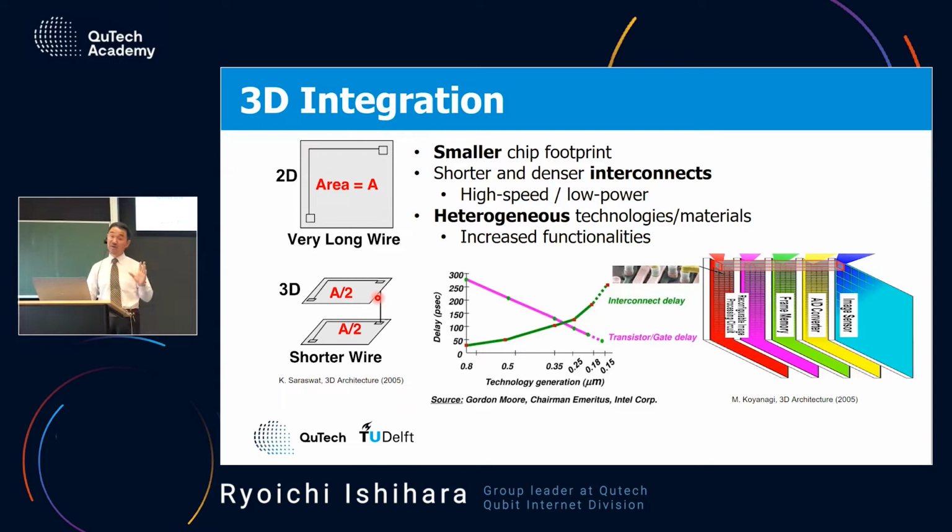Why is interconnect so important? Because the delay of the computer, in recent process technology generations, is no longer limited by transistor delay. Transistor delay has been exceeded by interconnect delay already for some years. So your computer is not limited by transistor speed, but by interconnect speed. Making shorter interconnect is very important. So 3D integration makes shorter interconnect, so the computer will be high speed, or if you maintain the same speed, you get low power.